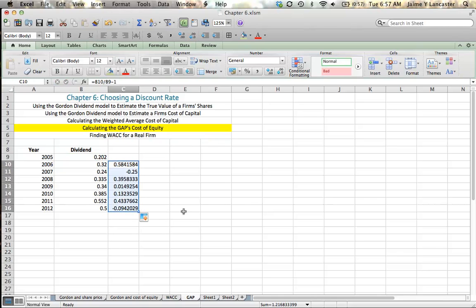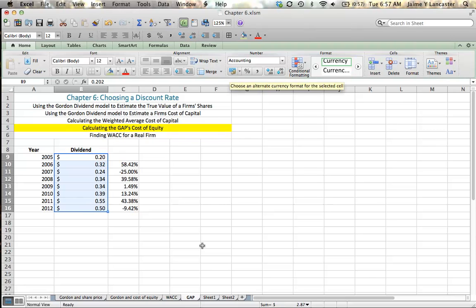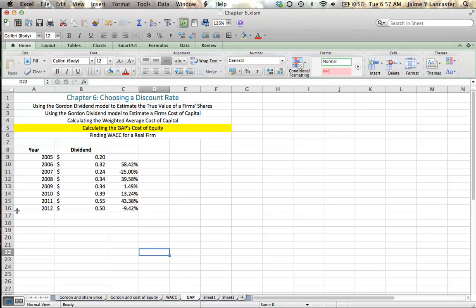I can just drag this down. So I'm going to do a little bit of formatting. These are percentages. I'm going to give 2 decimal places. This is currency, and I'm going to leave it at 2 decimal places.